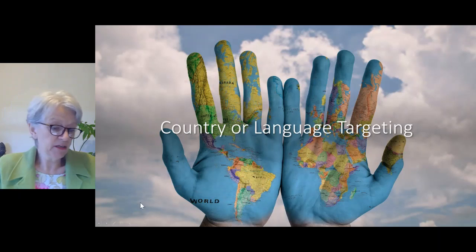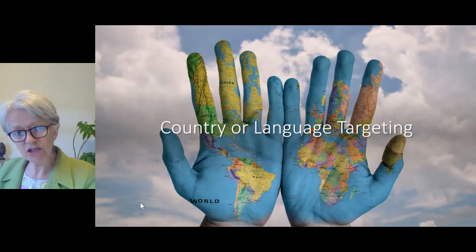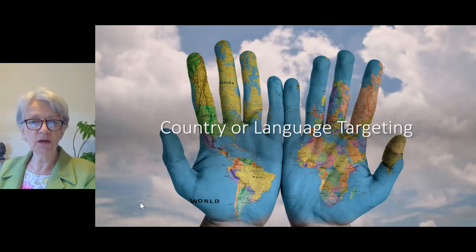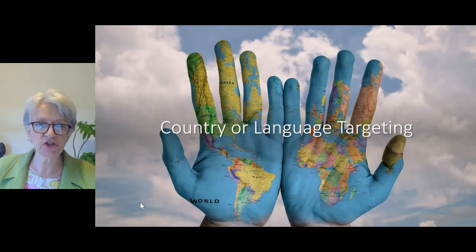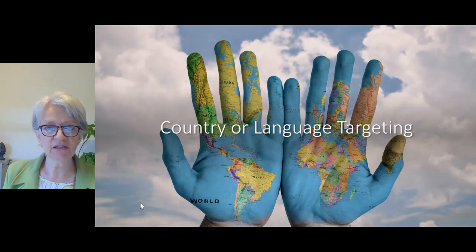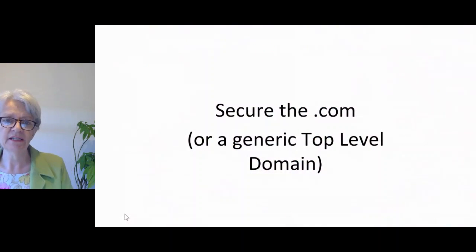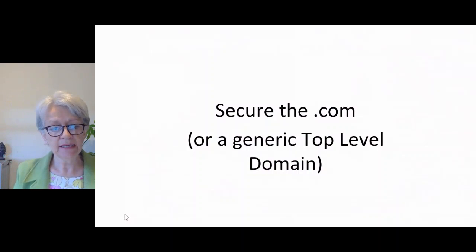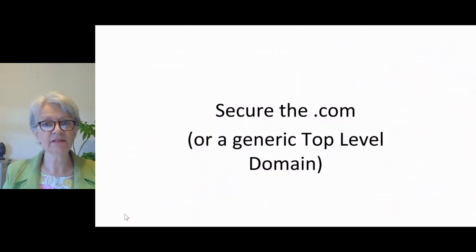And it's this aspect of 47 million people in Spain, where you can go very niche and perhaps get more beneficial results, or whether you're taking a broad brushstroke approach to targeting Spanish as a language with 344 million people across the globe. The other aspect to your digital strategy is securing the .com or a generic top-level domain.